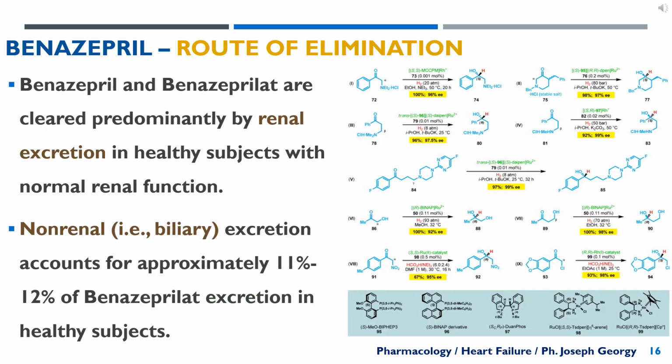About its route of elimination, benazepril and benazeprilat are cleared predominantly by renal excretion in healthy subjects with normal renal function. Non-renal, such as biliary excretion, accounts for approximately 11 to 12% of benazeprilat excretion in healthy subjects.